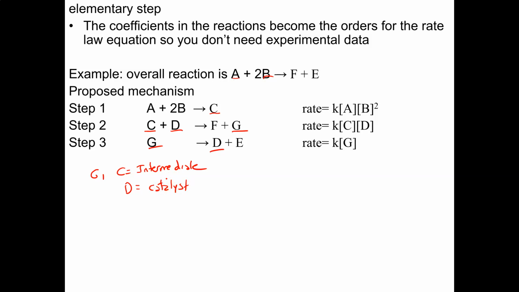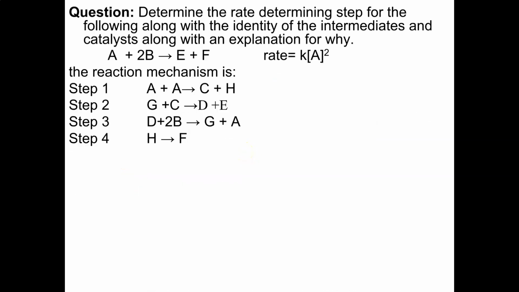Now, one thing I do want to make clear about this, when you're looking at mechanisms in particular, the way you justify this, like, how do you know it's an intermediate or catalyst? You would say in step 1, C shows up as a product, and then in step 2, it shows up as a reactant, thus intermediate. That's all you have to state. Just state where you saw the chemical, and then as a result, it's an intermediate. Catalyst, same thing. D showed up at step 2 as a reactant, and then later in step 3 as a product, thus it is a catalyst. That's all you have to state.